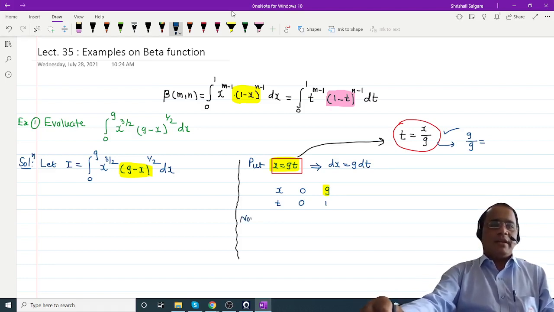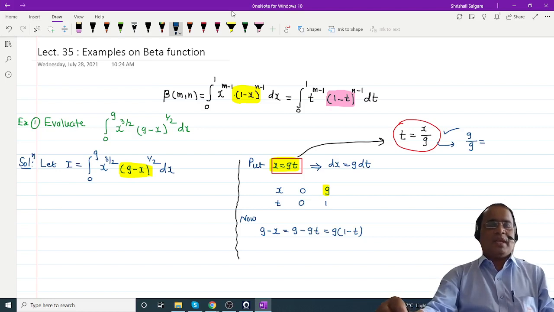Now I also require the 9 minus x factor, that I will calculate. So 9 minus x is given by 9 into, so x I will substitute as 9t to the 3 by 2, and from this I will get 9 as a common factor, and the remaining is 1 minus t. So all the terms are simplified to the right side.